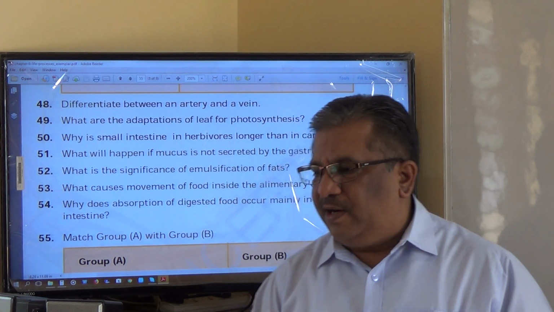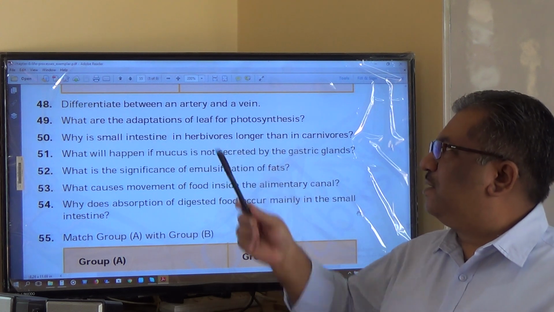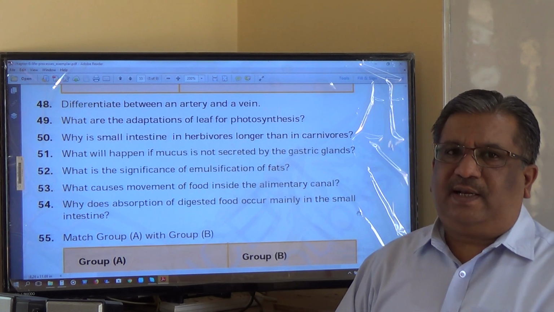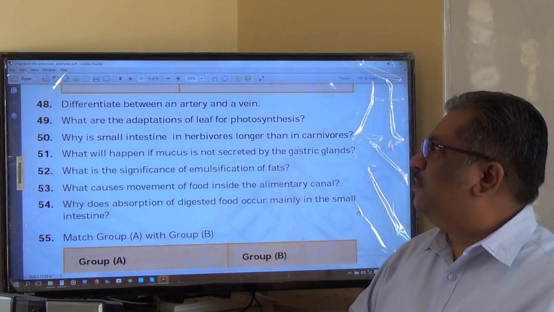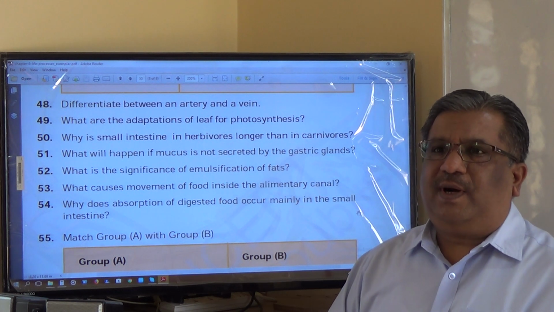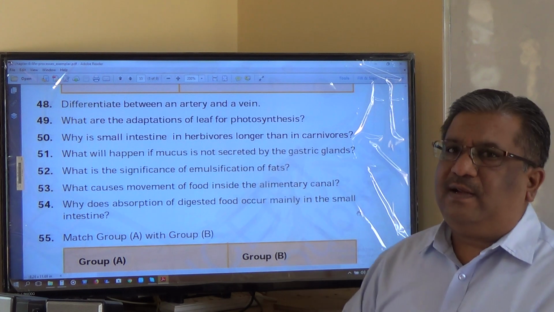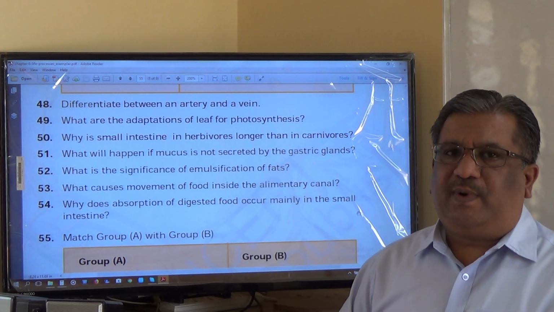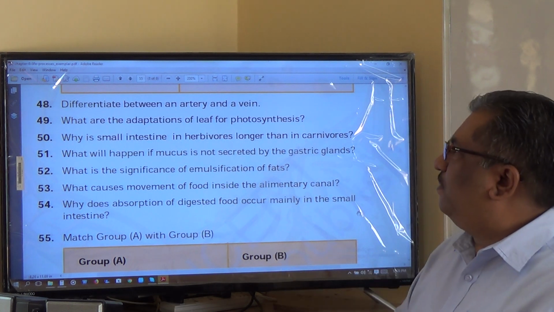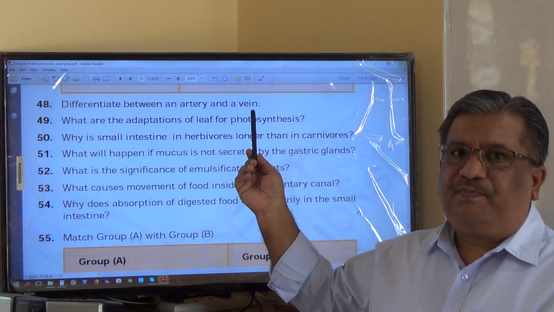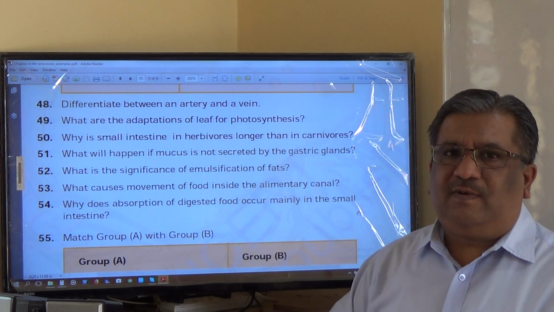Differentiate between artery and vein. I have done this one already in my class. The walls of the arteries are thick and elastic. Veins are thin and non-elastic. Arteries supply oxygenated blood from the heart to different parts of the body. Veins carry deoxygenated blood, or impure blood, from different parts of the body back to the heart. Veins contain one-way valves. Arteries do not contain one-way valves.